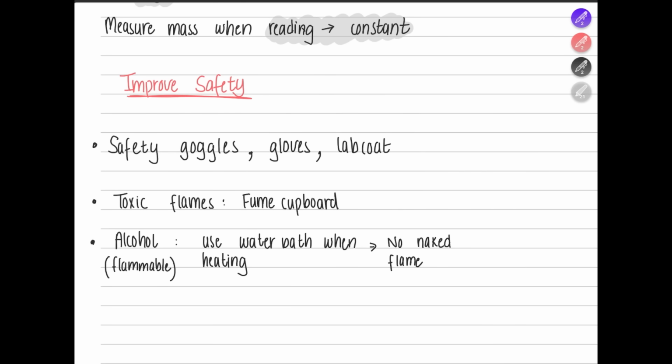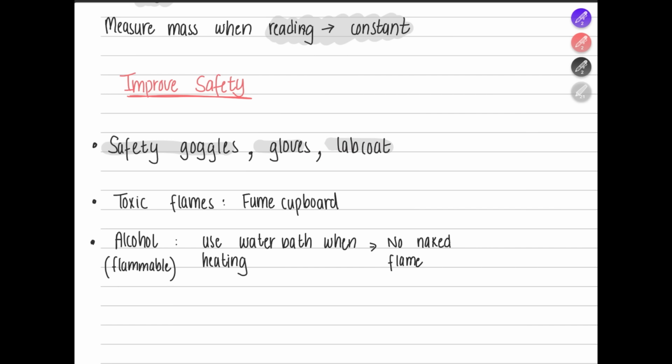Now here are some common ways through which you can improve safety. First of all, use safety goggles, gloves, and a lab coat. This is common for a lot of experiments. Safety goggles can protect your eyes. To protect your hands, use gloves. If you're dealing with heat, use heat-resistant gloves. A lab coat protects your body.